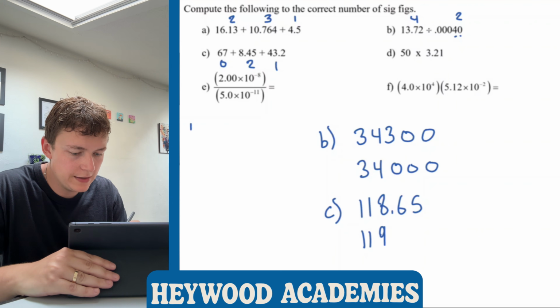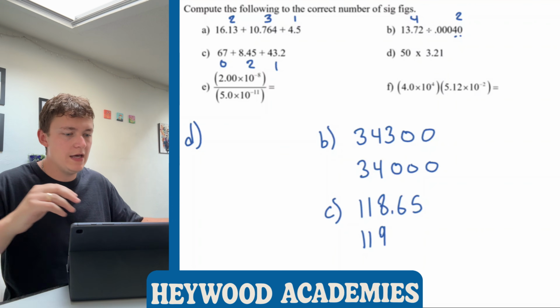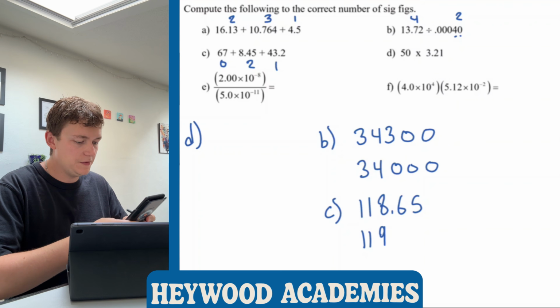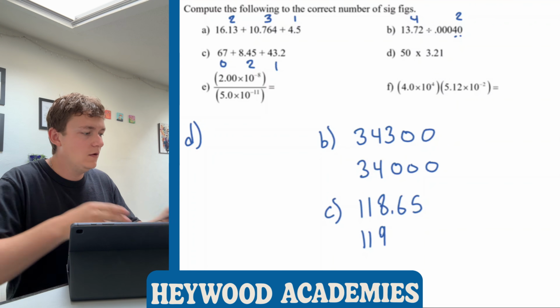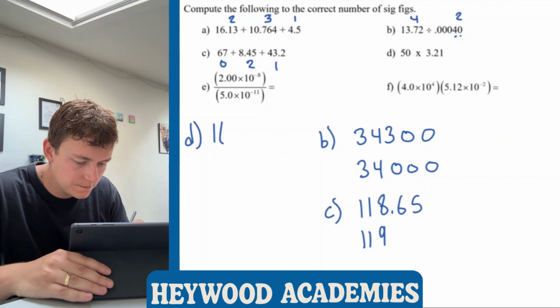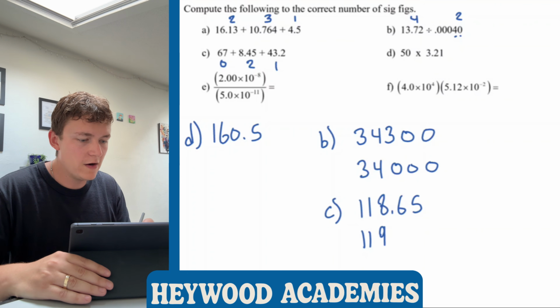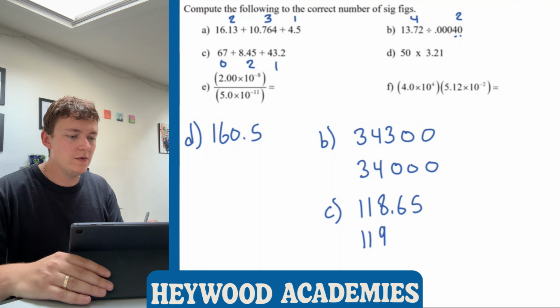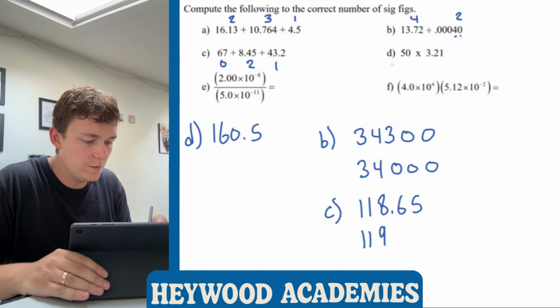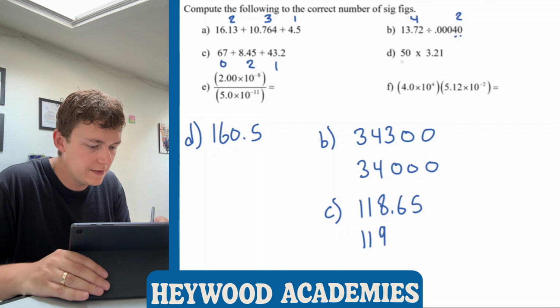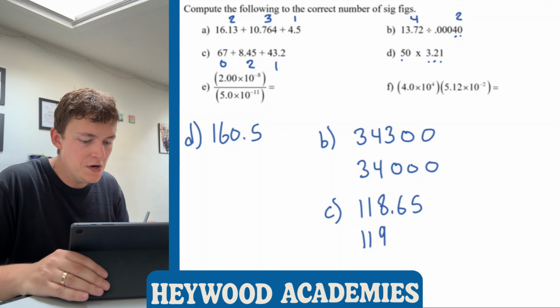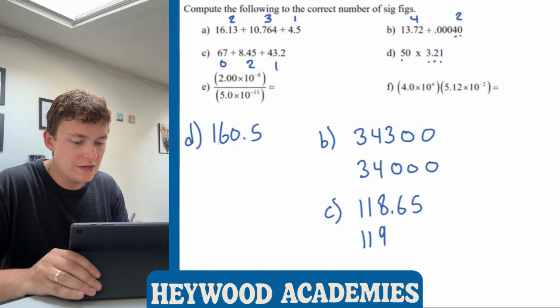Okay, now we got multiplication over here. So we can do that multiplication. 50 times 3.21, 160.5. Then we've got to look at sig figs because we are doing multiplication again. So we've got 1 sig fig for the 50 and 3 sig figs for the 3.21. So we're going to have to round this number to 1 sig fig.